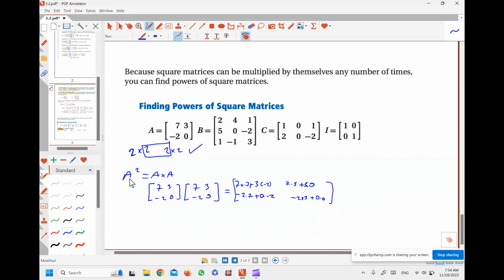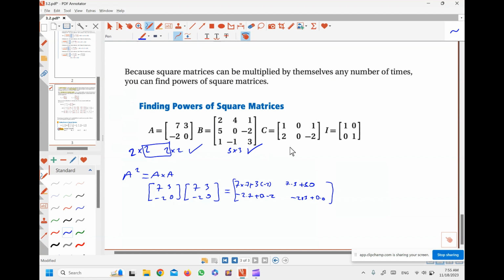So we can cube it: in this case, we take the result and multiply it by itself again. We can take the fourth power, fifth power, whatever power we want. We can raise it to any power that we want, since it's a square matrix. We can do the same for B. This is also a square matrix. We have 3 rows, 3 columns, 3 by 3. Yes, we can take the powers of this matrix.